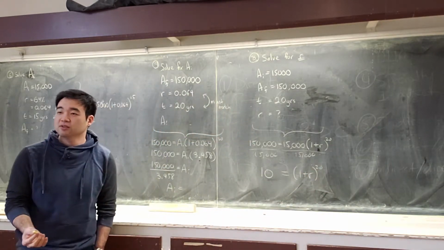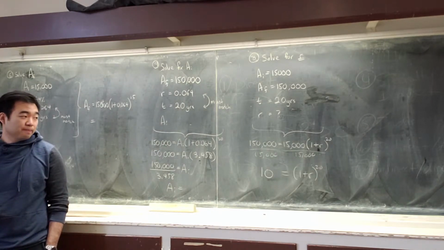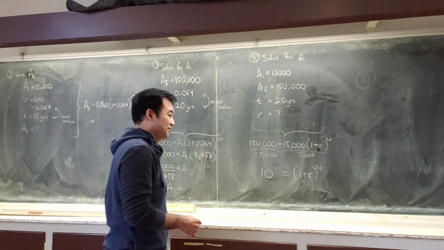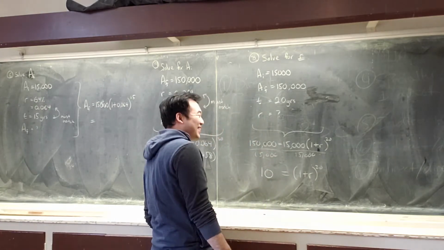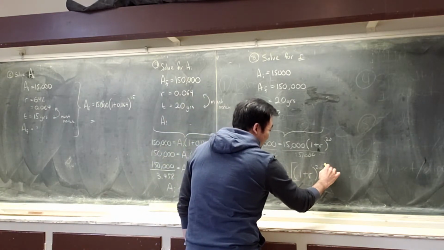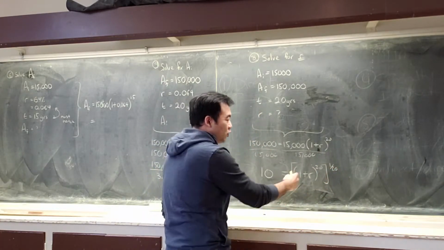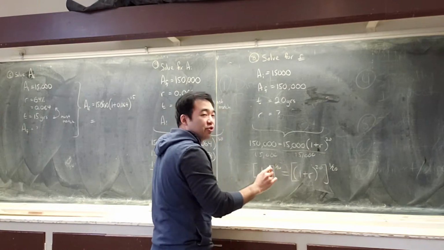Isn't that so much nicer? So much nicer, yes. And now for the 20, you would make it another exponent, which would be 1 over 20. Everything can be to the power of 1 over 20, or if you don't like this idea, you can do the 20th root.